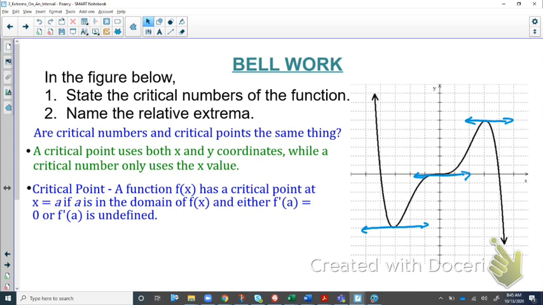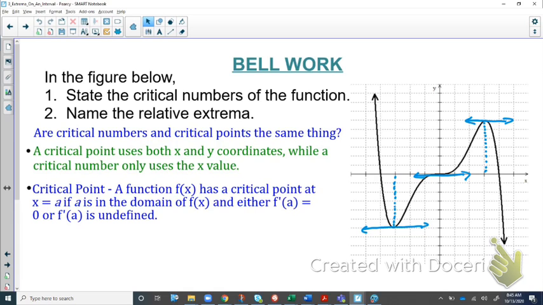So what are the critical numbers? Well, the critical numbers are going to be the x values where the derivative is 0 or undefined. So in this case we have 3 points where the derivative would be 0. Now what would the derivative look like? Here the derivative is going to look like something like this.